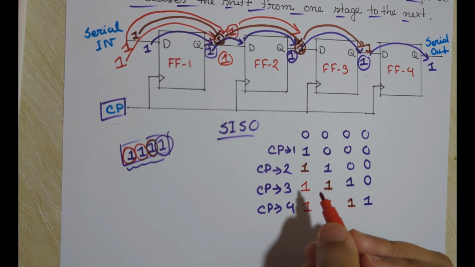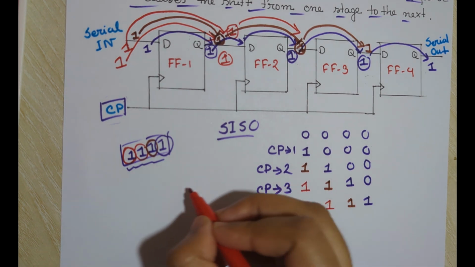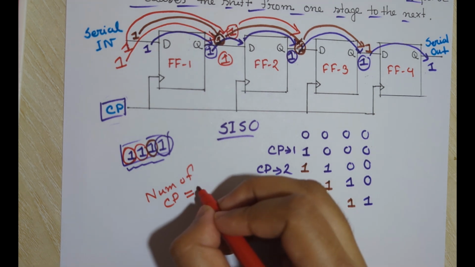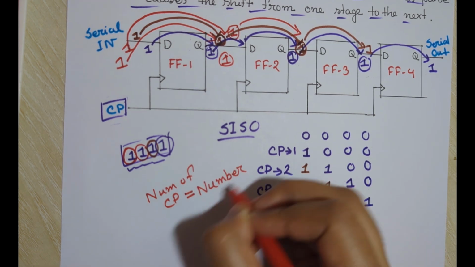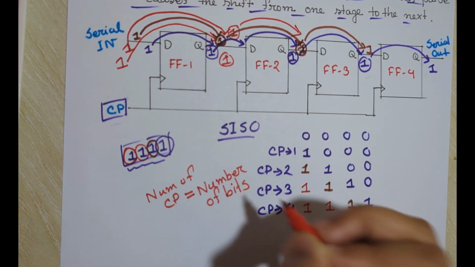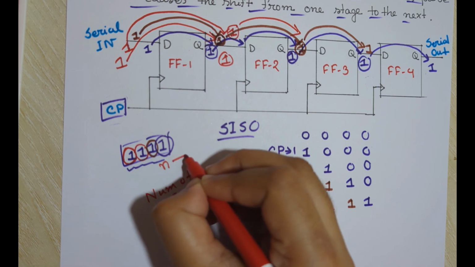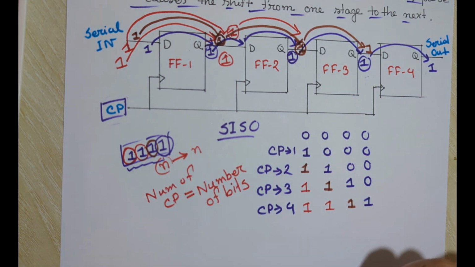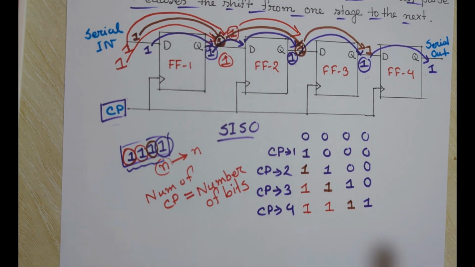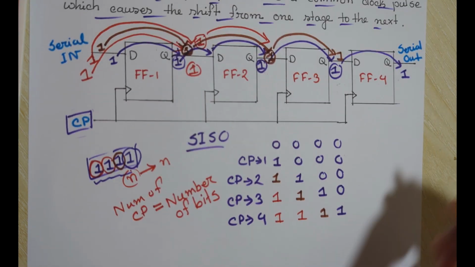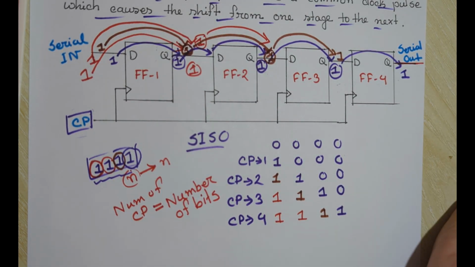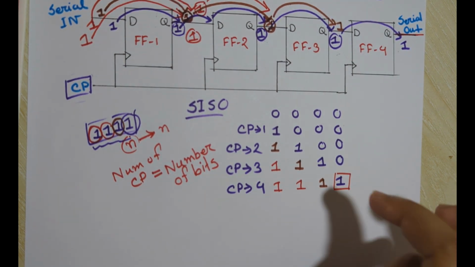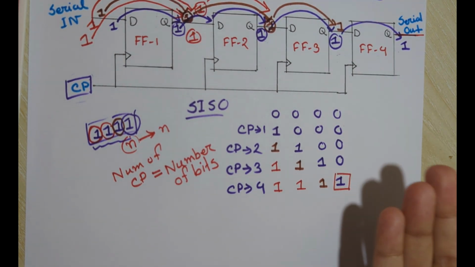This means that the number of clock pulses is equal to the number of bits. If we give an n-bit binary information as input, then we will need n clock pulses to get our required output here. But as there is only one line for our output, we will get only this one as our output, and we can see the output.